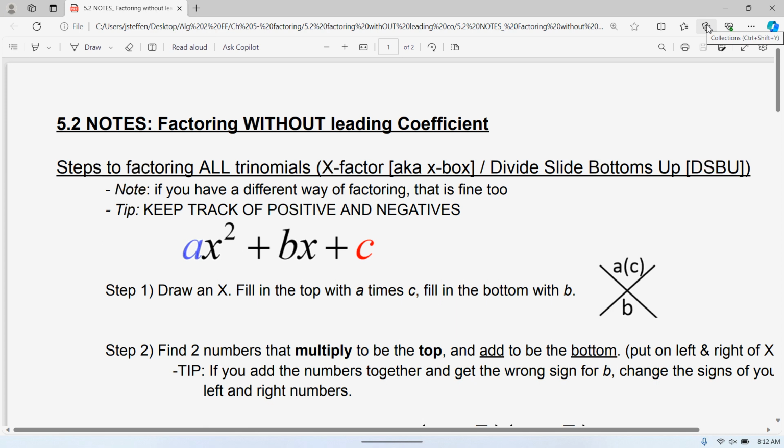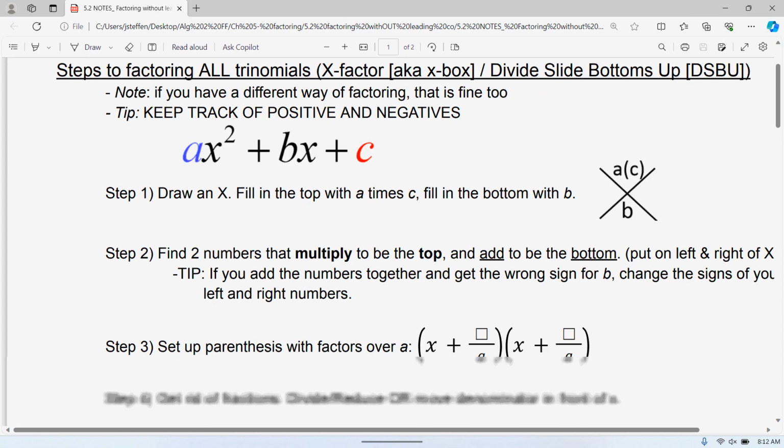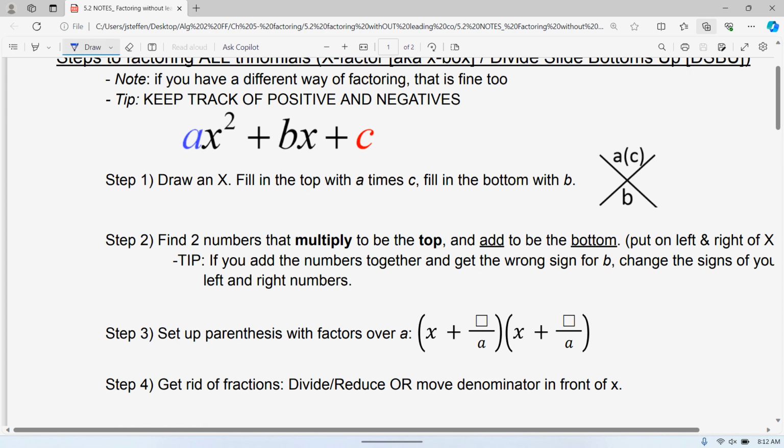So basically today we're doing something that a lot of people do before 5.1. This is factoring when you don't have that leading coefficient. So you will not have a number in front, or in fact, I guess maybe I should say that the number in front is a 1. Maybe that's a better way to put it.